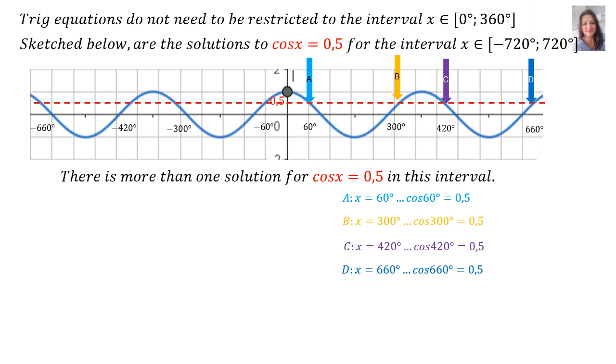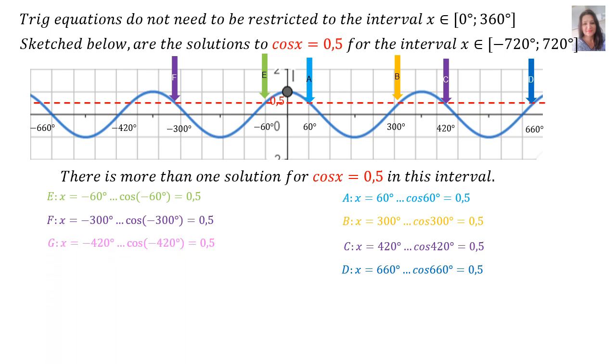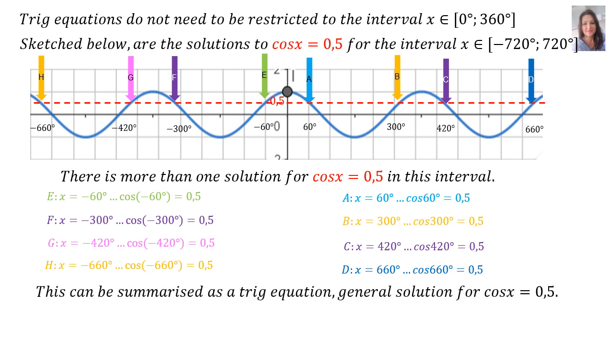And then you can also do the same for negative angles. If you do cos minus 60, the answer is 0,5. Cos minus 300, the answer 0,5. Cos minus 420, the answer 0,5. And then cos minus 660, the answer 0,5.